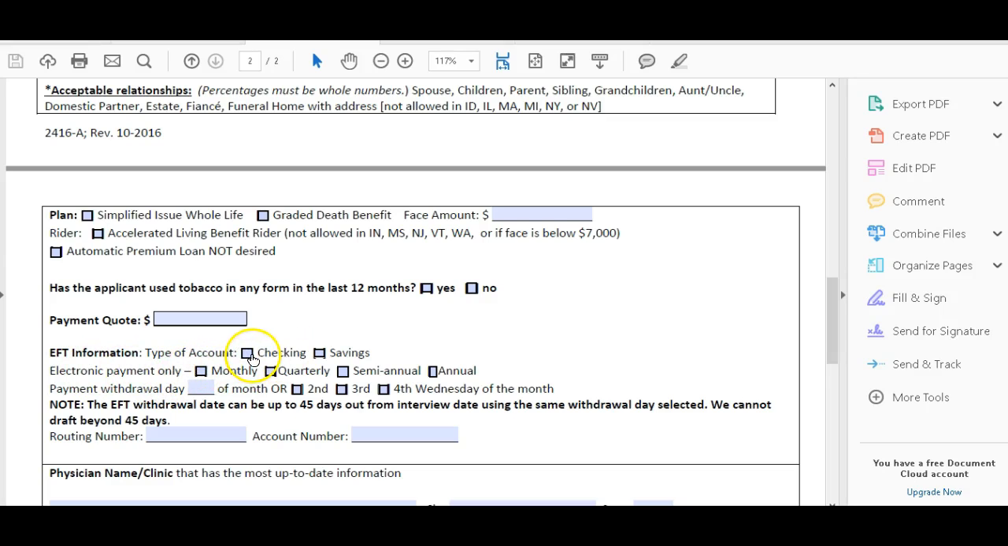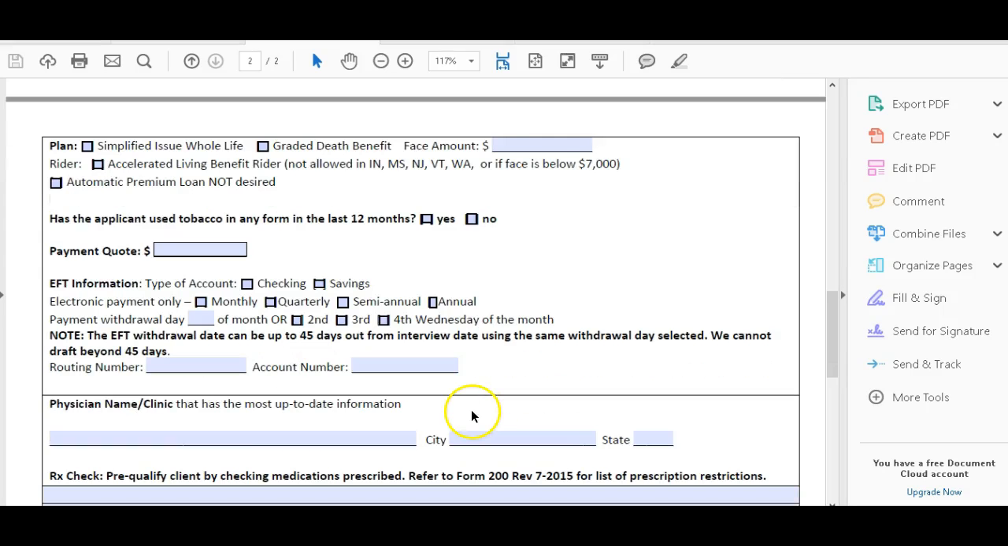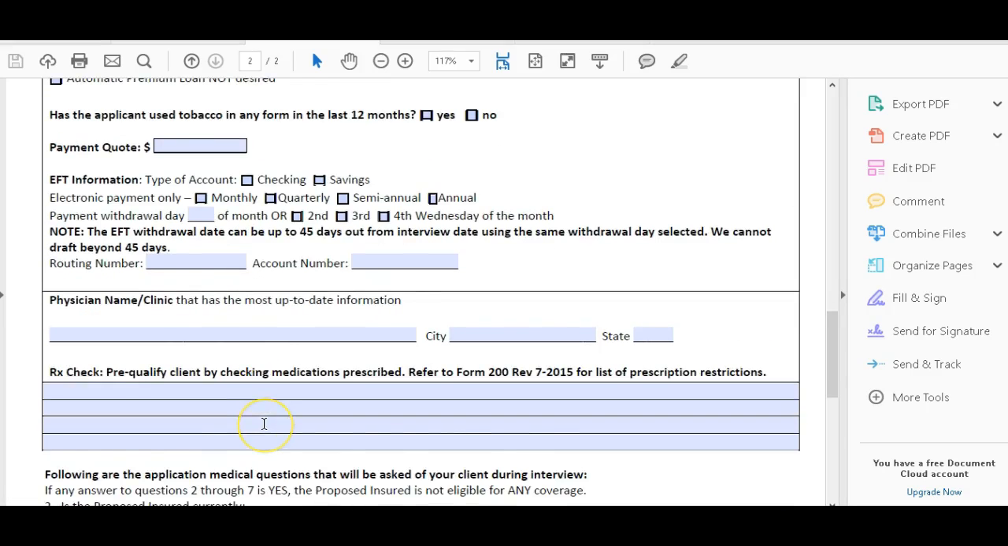Okay. EFT information. Type of account, checking. Monthly payment withdrawal. You know that we can only go up to the 28th day of the month, because February has 28 days. Therefore, if they chose the 30th, February is going to be a problem. If they choose the 31st, that's going to be a problem in some months because a lot of months only have 30 days. Now, this is for Social Security. Do you want it on the second, third, or fourth Wednesday of the month? Okay. Make sure you get the routing number and the account number. The physician's name, city, and state.